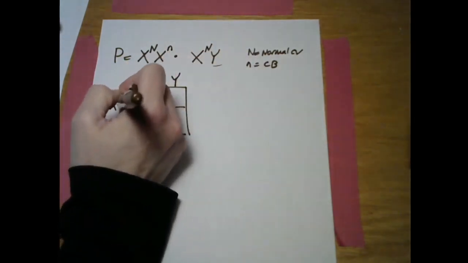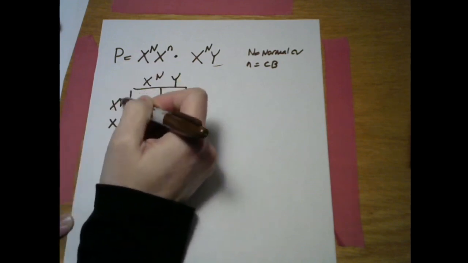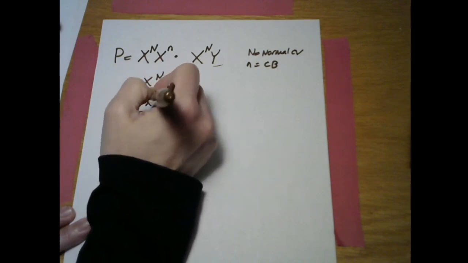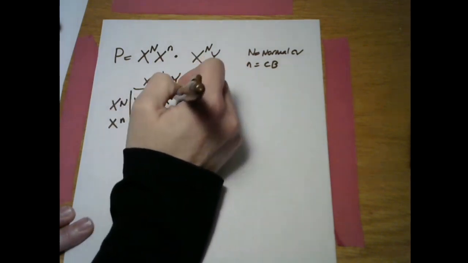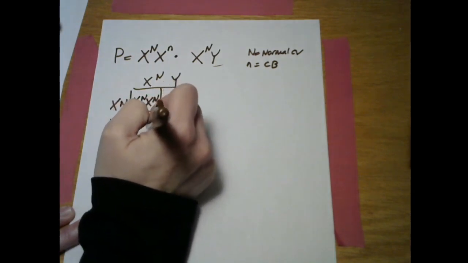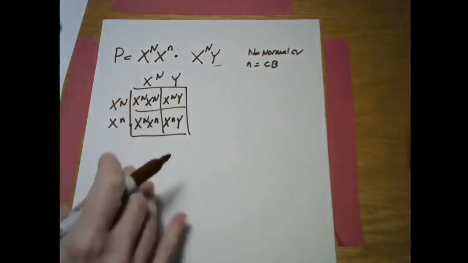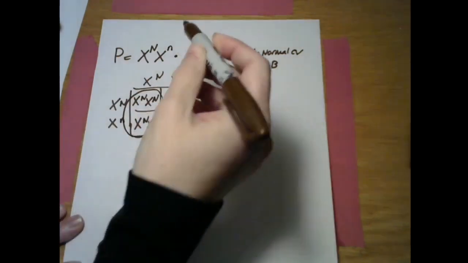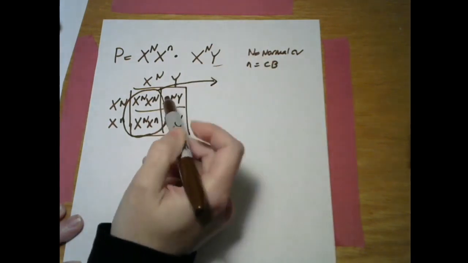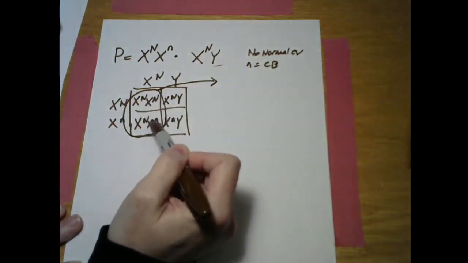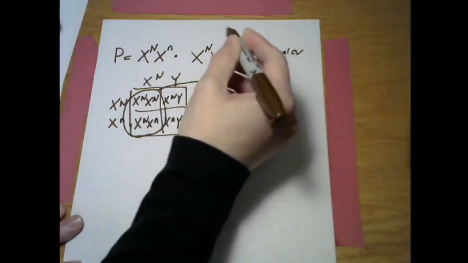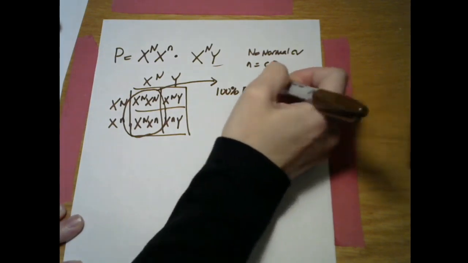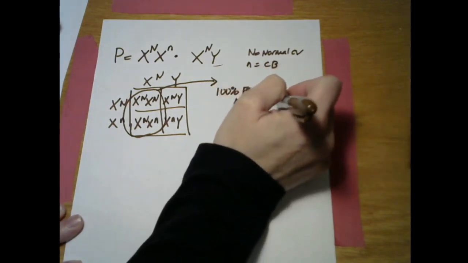X, my normal vision male, across the top, and then my carrier female across the side. Whatever touches the box goes into the box, so X capital N, X capital N, X capital N, Y, X capital N, X small n, and X small n, Y. If we look at these children, over here we have the females, right? And interestingly enough, because each of the females carries at least one normal color vision gene, 100% of our female offspring will have normal color vision.